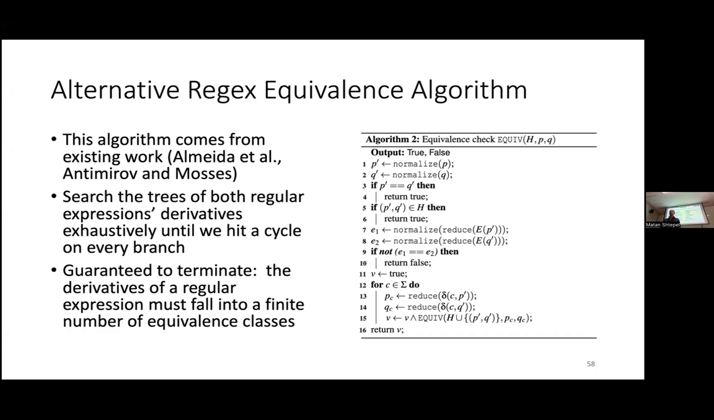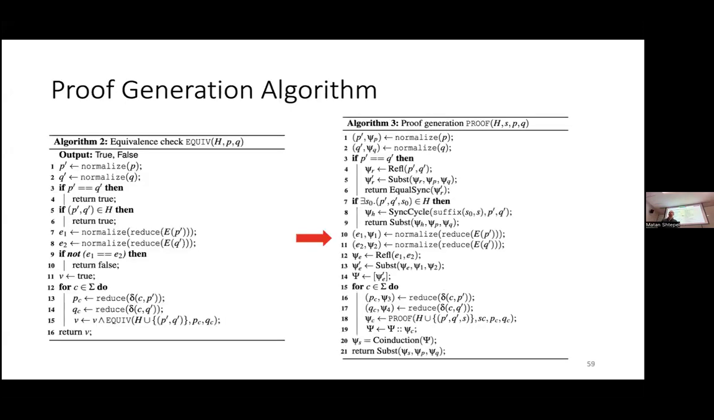Now, this algorithm, as you see it here, only returns a Boolean result about whether P and Q are equivalent, but we can turn it into a proof generation algorithm that gives us those proof certificates that we want by effectively recording the execution trace of this tree search as a proof tree. Every time we have a branching case where we need to explore more derivatives, we turn that into an application of our co-induction rule. And every time we have one of those terminal cases where we hit a cycle, we turn that into an application of our rule sync cycle that starts the construction of a bisimulation.